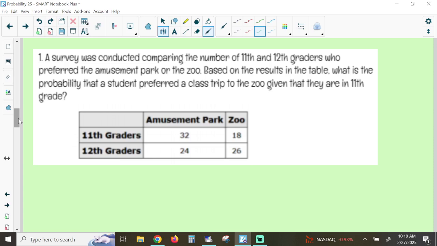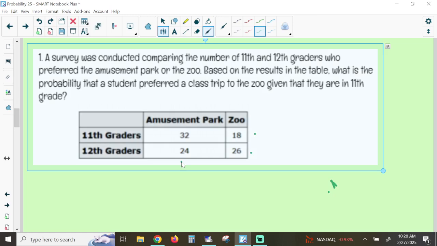I like to look at the table first. Look at the table. What do you think the table's about? It looks like 11th and 12th graders, and they were asked what? If they like the zoo or the amusement park. What's missing from this table? Totals. How many totals are we missing? 1, 2, 3, 4, and there's one in the corner. So we are missing 5 totals. Do we need all of them? We just discovered out of the 5, we're only going to need 1.